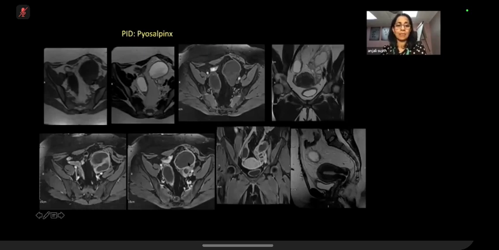I've chosen this mainly to see the pyosalpinx. This is the typical convoluted tubular appearance of pyosalpinx. You say pyosalpinx when you see that intense enhancement of the surrounding wall. Without the wall enhancement, you would call it hydrosalpinx. So this is PID again.